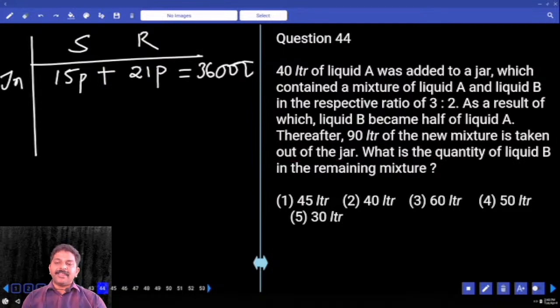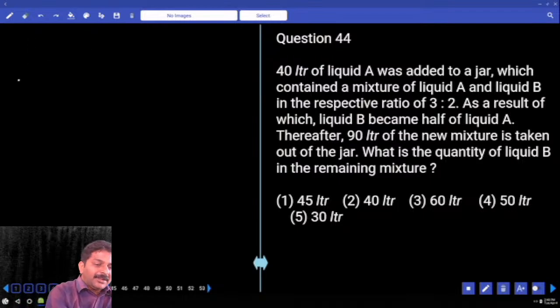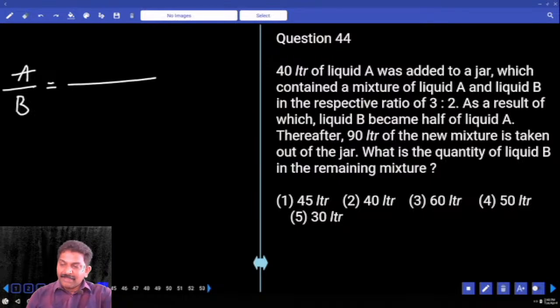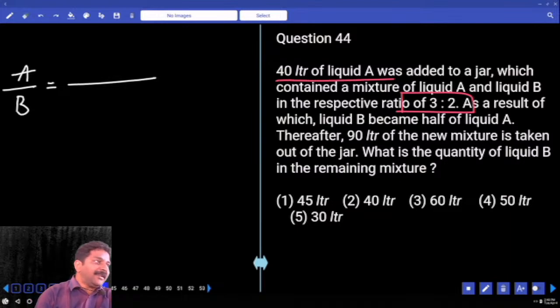40 liters of a liquid A was added to a jar which contained a mixture of liquid A and liquid B in the ratio 3:2. As a result of which liquid B became half of liquid A. Wait a minute. Now we have two different types of liquids, A and B. In one container we already have some quantity. And in what ratio? To that we are adding 40 liters of liquid A.